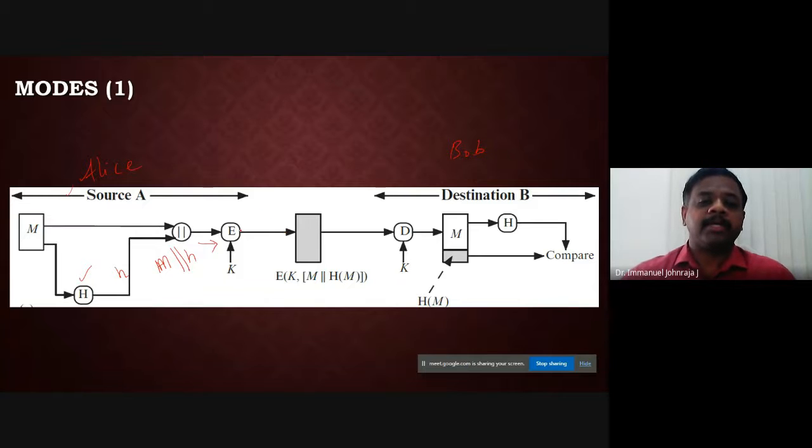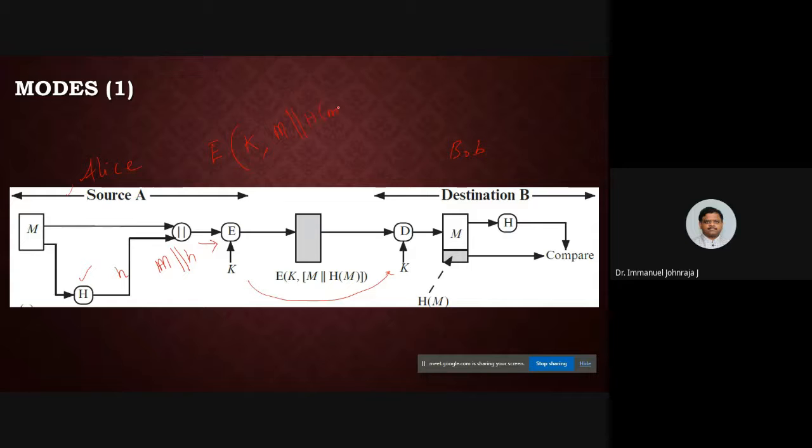So what's happening here? You have the encryption function, which takes two values. One is K, that is your key. This is a symmetric algorithm, for instance. So Alice uses the key called K, and the same key is used here. So this is a symmetric encryption algorithm. He uses K. What does he encrypt? He encrypts the message, which is appended with the hash of the message.